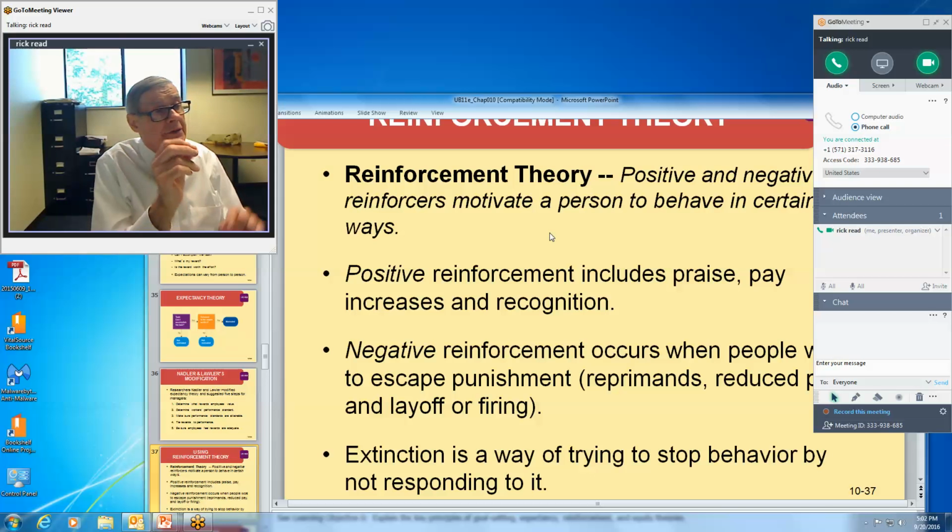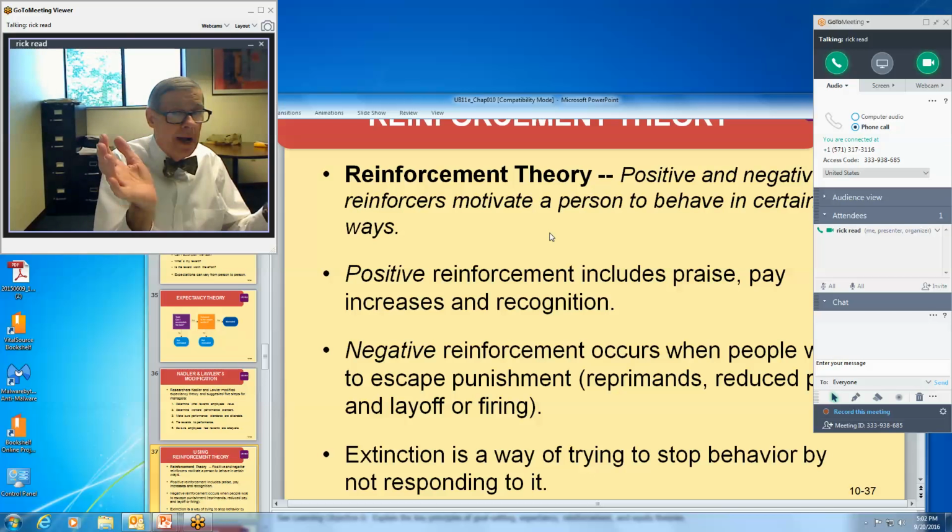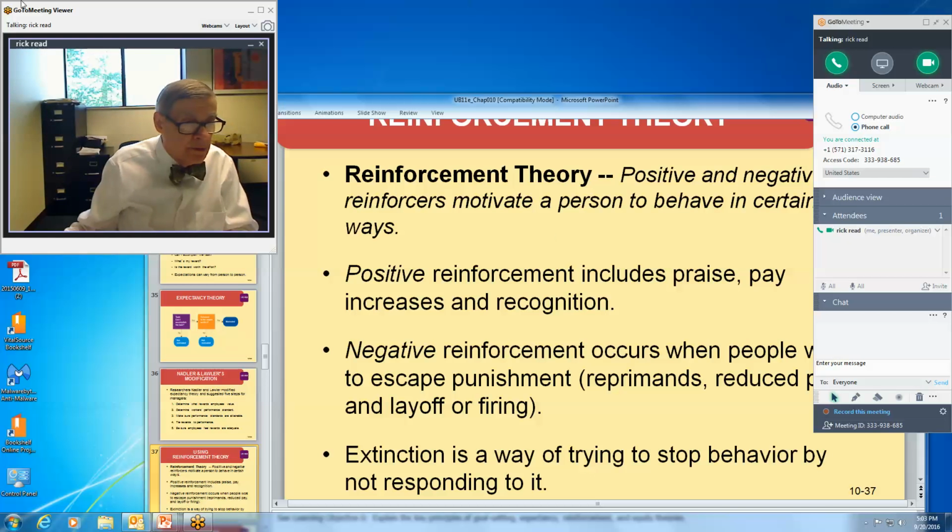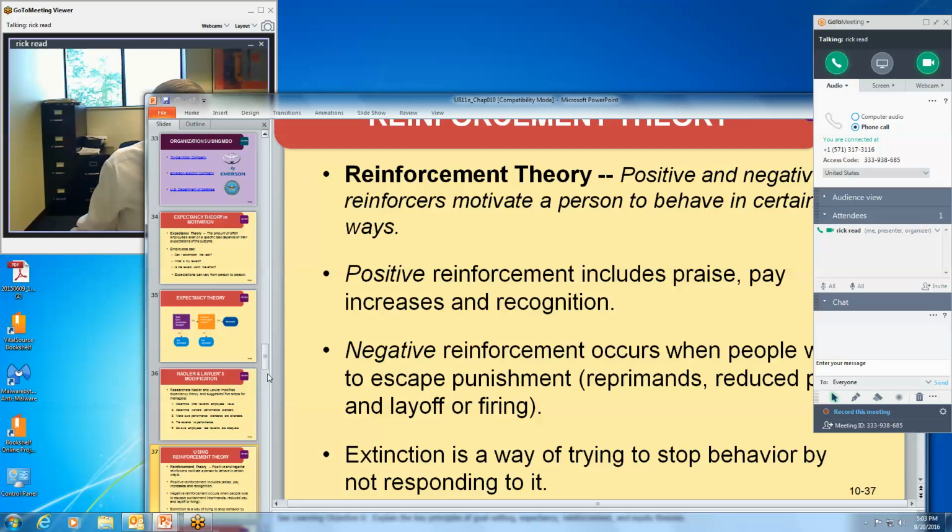Negative reinforcement comes to the things that stop the behavior, just like you would reprimand a child. You might reduce recognition. You might even think about things such as layoff and firing. Now, I would say that layoff and firing come under a different heading, employee counseling and employee discipline, although we can look at discipline in a negative way as well. Extinction, notice, is to stop behavior by not responding to it. So that talks about the different types of reinforcement theory and how we use it.